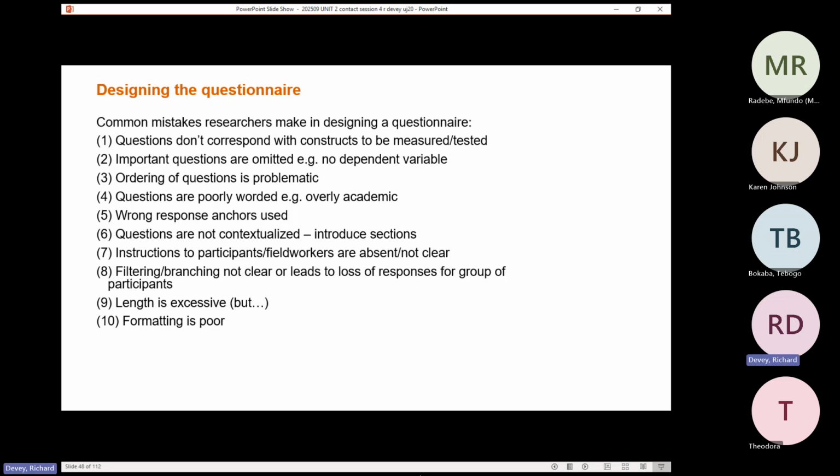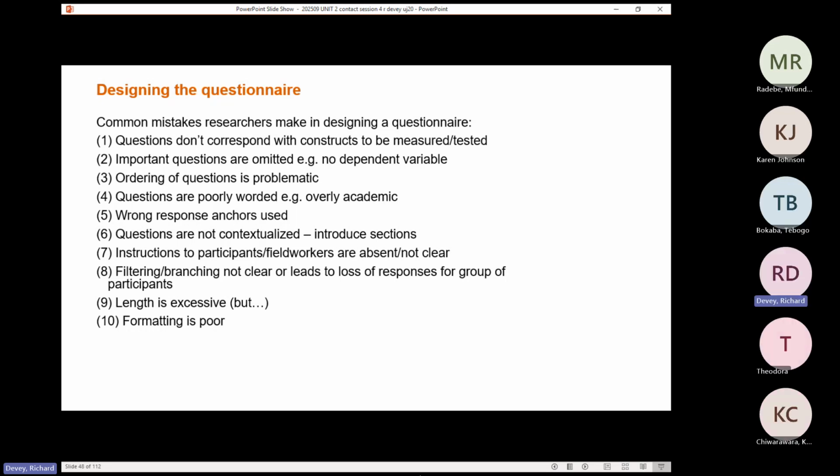Also, instructions are absent or not clear, and I think you did mention that. I think that was also mentioned as a criteria. So you need to make sure the participant knows what's going on with the questionnaire. We can also have situations where the filtering and branching is not clear, or leads to a loss of responses for a group of participants.